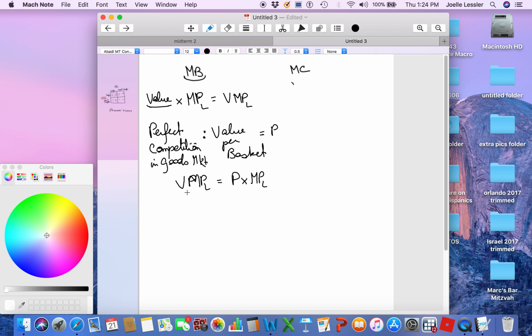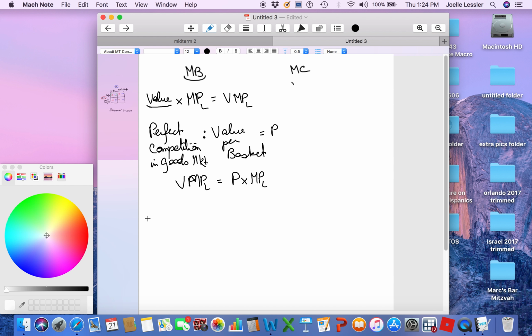This was the value of the marginal product of labor. Because, in other words, for every additional basket I sell, how much benefit do I get? The price. And it doesn't matter how many baskets I sell. For every additional basket, I get the same price. So that's the additional benefit I get per basket times how many baskets the worker produces. That's the value I get for each worker.